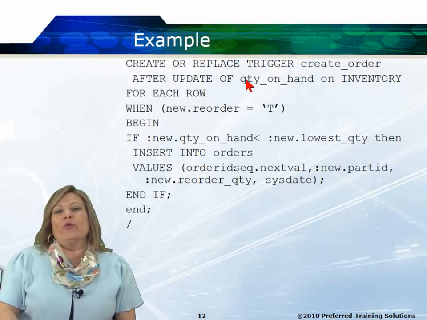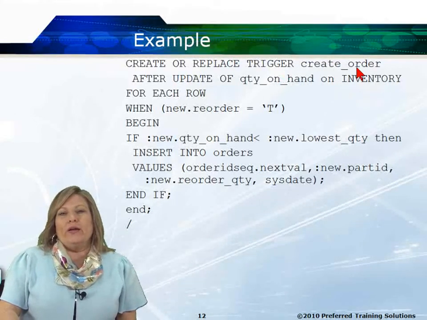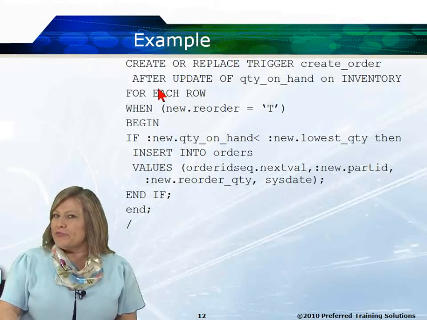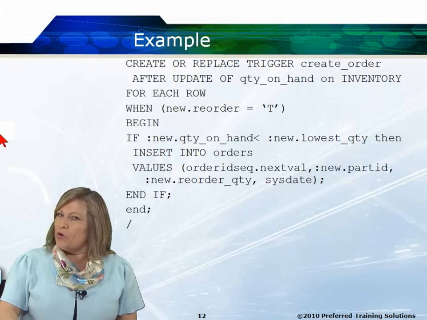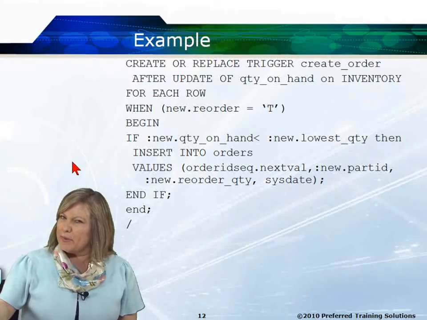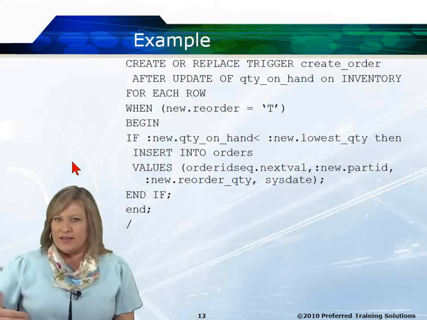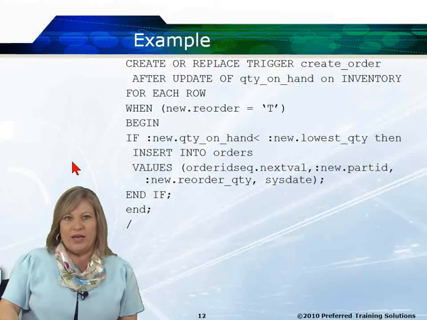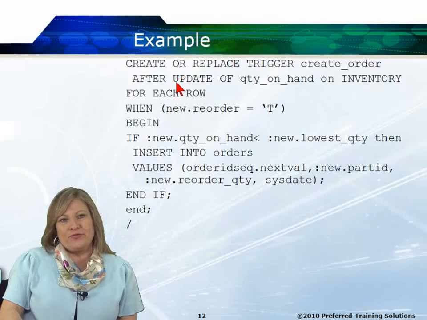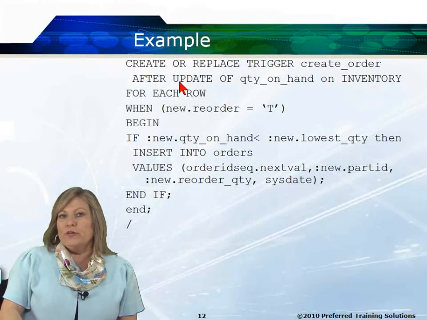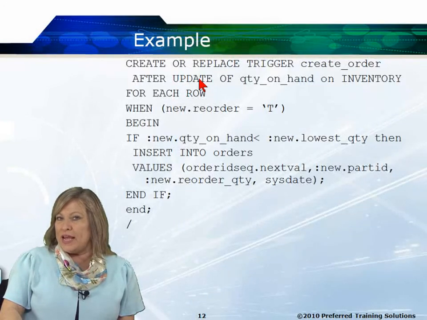So we say create or replace trigger. It's called create order. It's an after level trigger. The other ones we saw were before triggers because we were trying to keep something from happening. On this one, we're going to let it happen and just go behind it and do something else. So it is an after trigger. It's going to execute after the event update of quantity on hand.